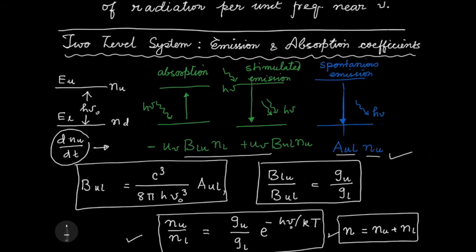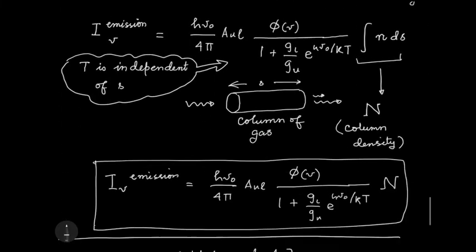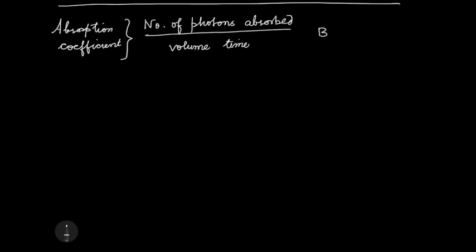So let's see which one will come first. The first term will be positive and the second term will be negative. So B_LU N_L minus B_UL N_U, and the entire thing is multiplied by the energy density of radiation.